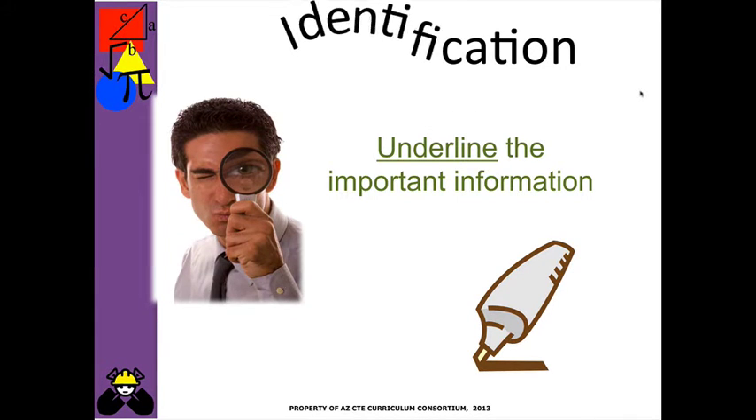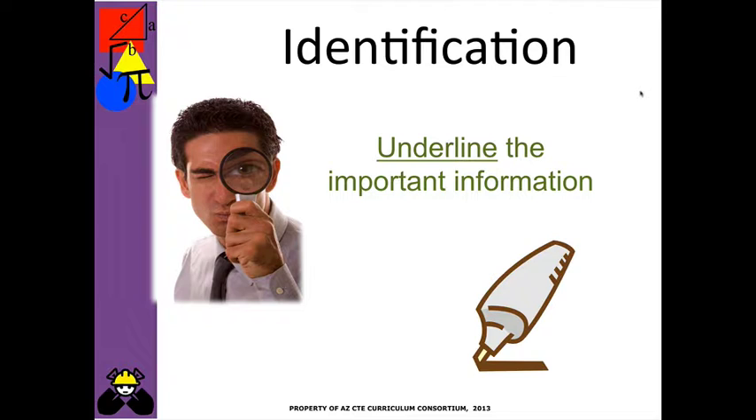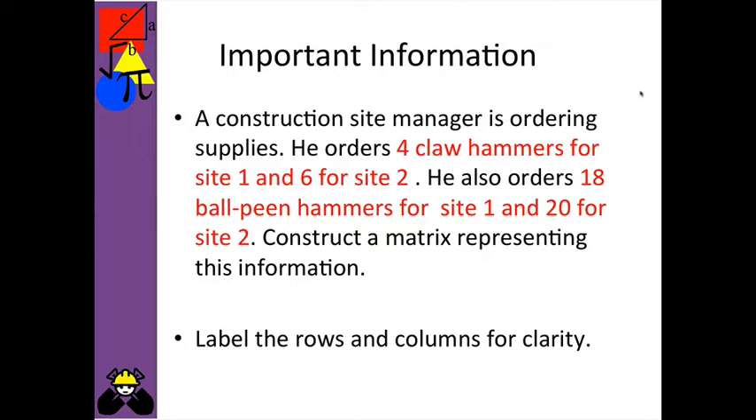First thing is, go through that information and underline what was important. Pause the video until students have done that. What was the important information? Welcome back. So the important information I thought was the 4 claw hammers for site 1 and 6 for site 2. I also think the 18 ball peen hammers for site 1 and 20 for site 2 were the important pieces of information. I hope that's what you underlined.